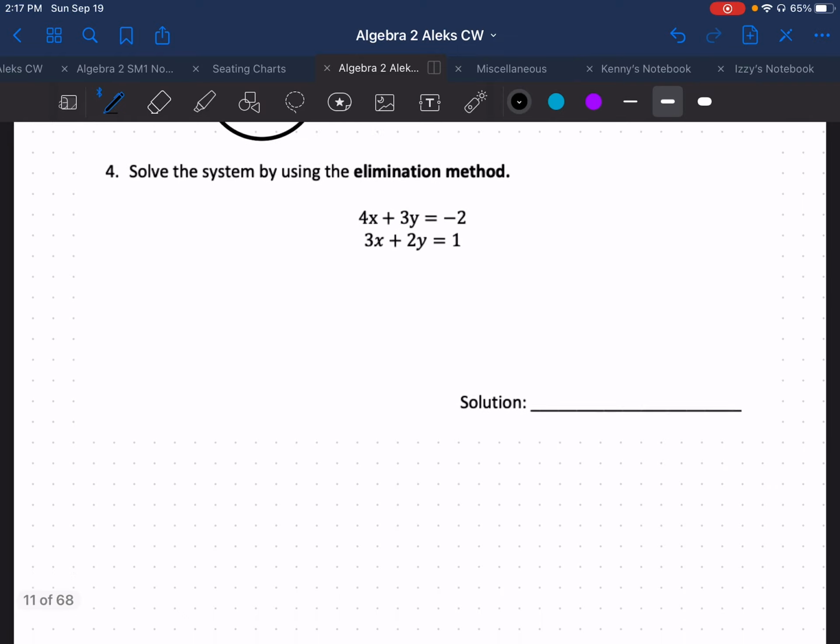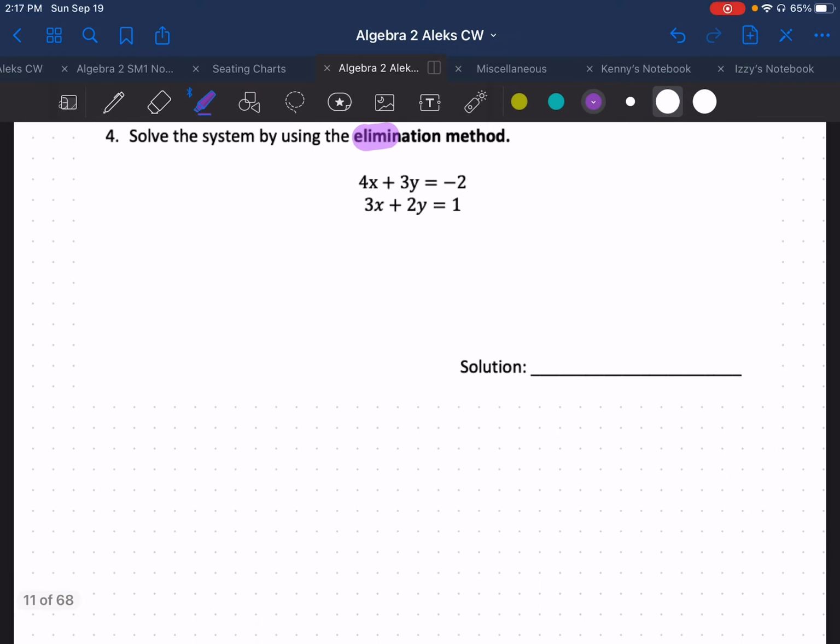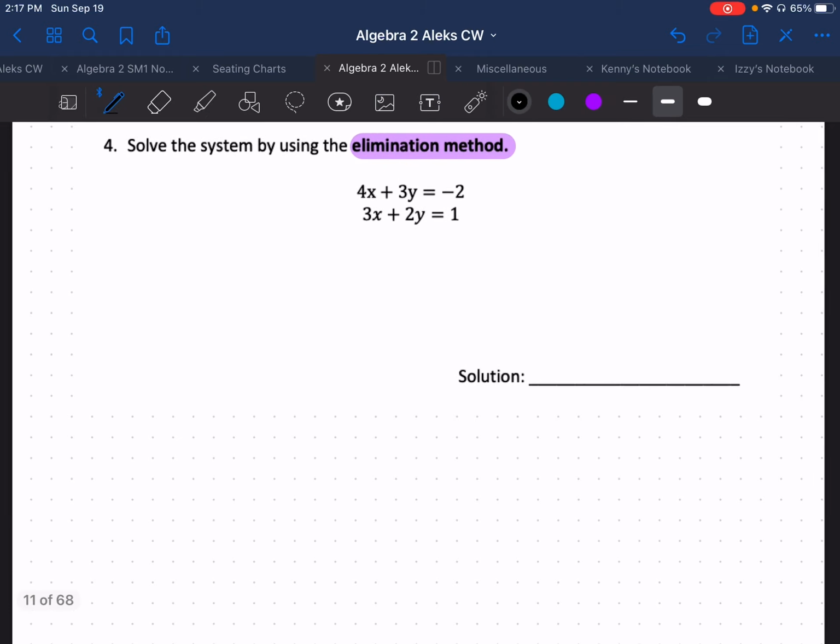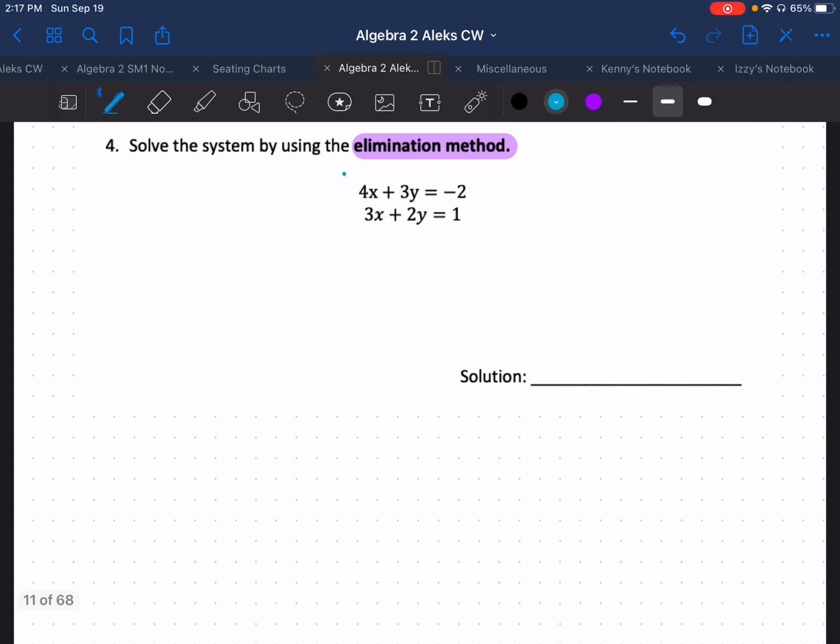All right, your last one is going to ask you to do the elimination method as well. Remember, it should be all set up for you to get ready to go ahead and eliminate. Check to make sure it's in standard form, x then y then equals the constant. It is. x plus or minus y equals the constant. Perfect. We are set up.